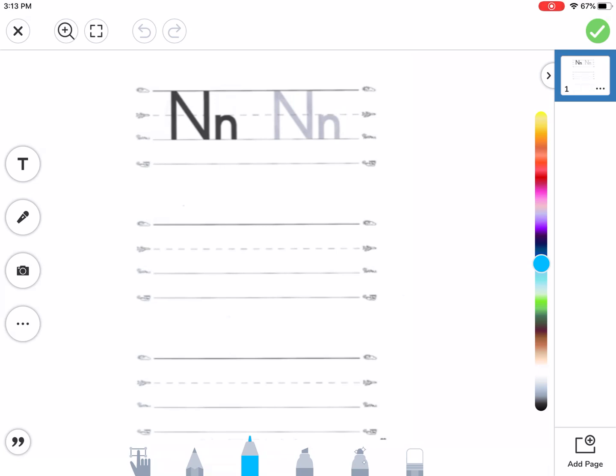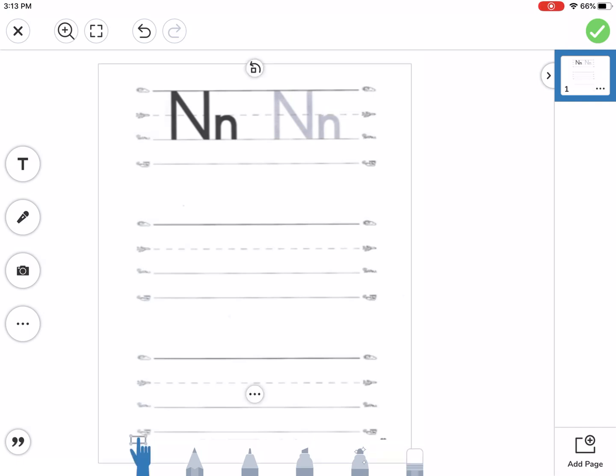Hi, Mrs. Hensley's friends. We are going to write the letter N. That says N. We are writing uppercase and lowercase, okay?